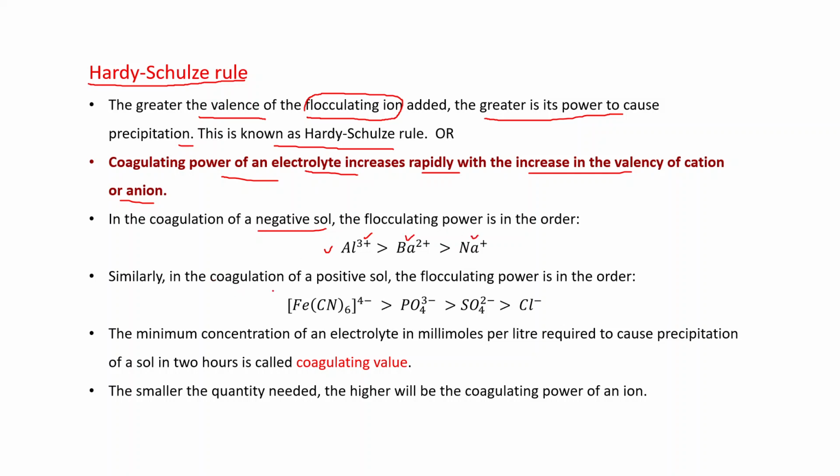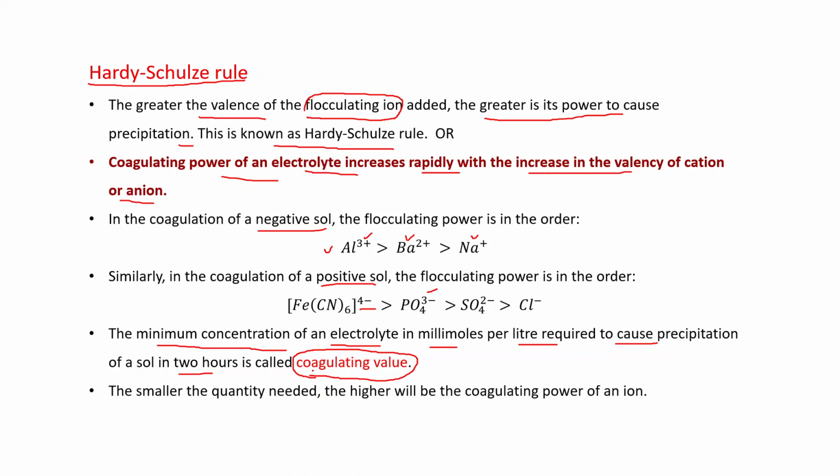Clear? In the same way, if we have a positive sol, then we will add the negative ion. The more negative charge, the more the flocculating power or coagulating power. The minimum concentration of an electrolyte in millimoles per liter required to cause precipitation of a sol in 2 hours is called coagulating value. We have two words. Coagulating value, this is the concentration of the electrolyte, and coagulating power, this is decided by the charge.